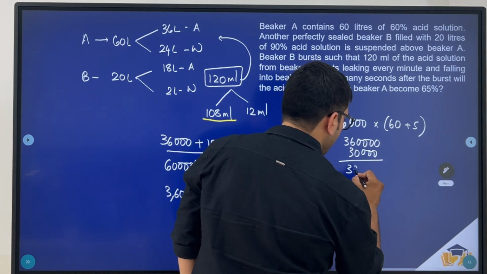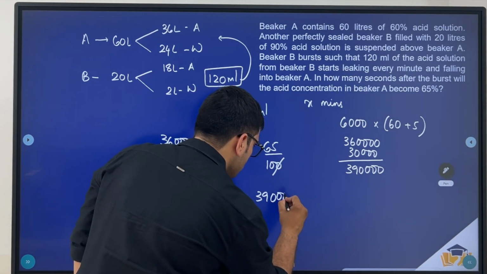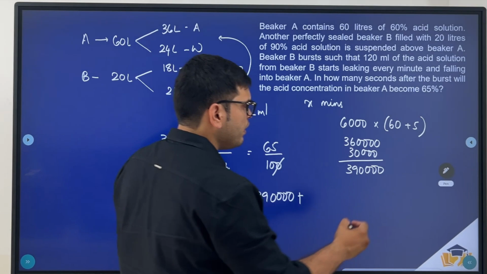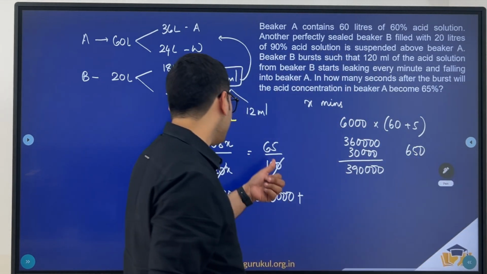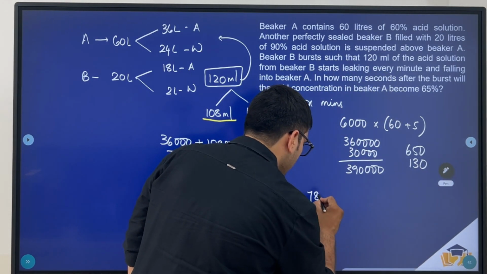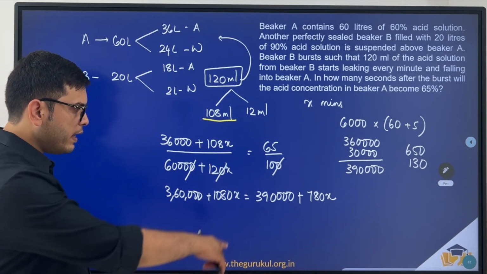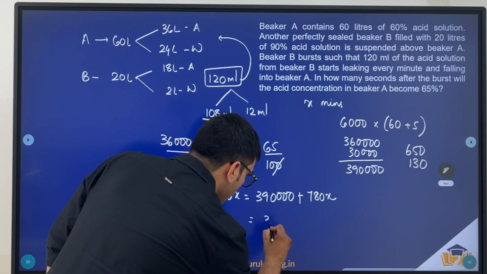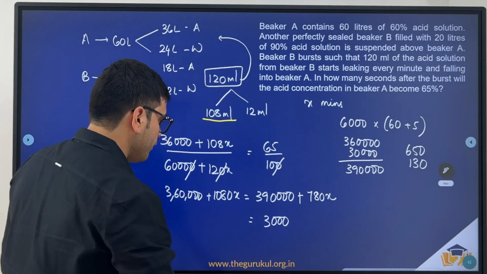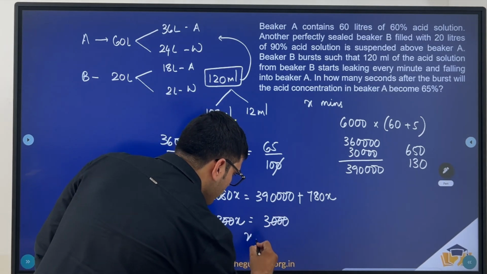So this would be 3 lakh 90,000. So 3 lakh 90,000 plus now 65 into 10, 650. Now 65 into 2, 130. So this would be 780x. Right. Now shifting that to the right hand side, 3,90,000 minus 3,60,000, you will be having 3,000. 1080 minus 780, this is nothing but 300x.